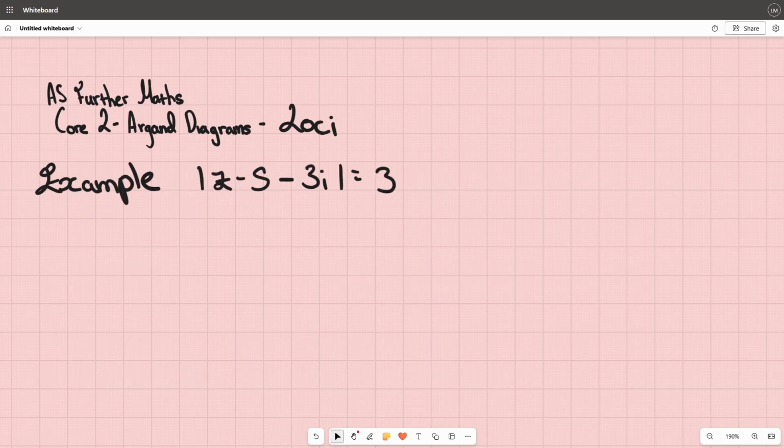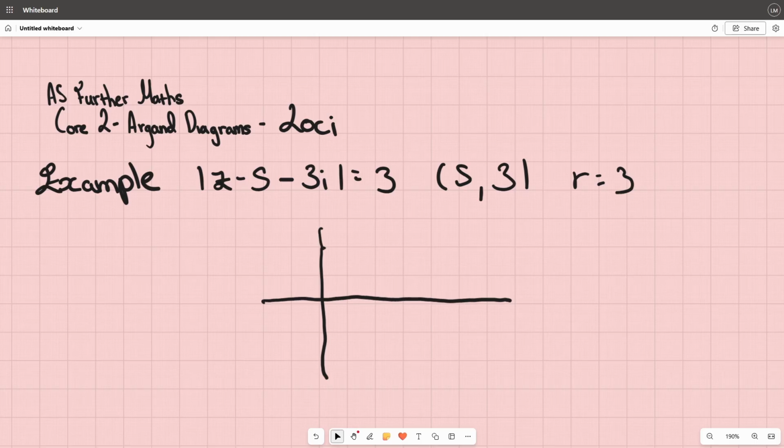Okay, so now I have an example where the magnitude of z minus 5 minus 3i is equal to 3. So we know that the circle has a center (5, 3) and a radius of 3. So I'm going to sketch that really quick.